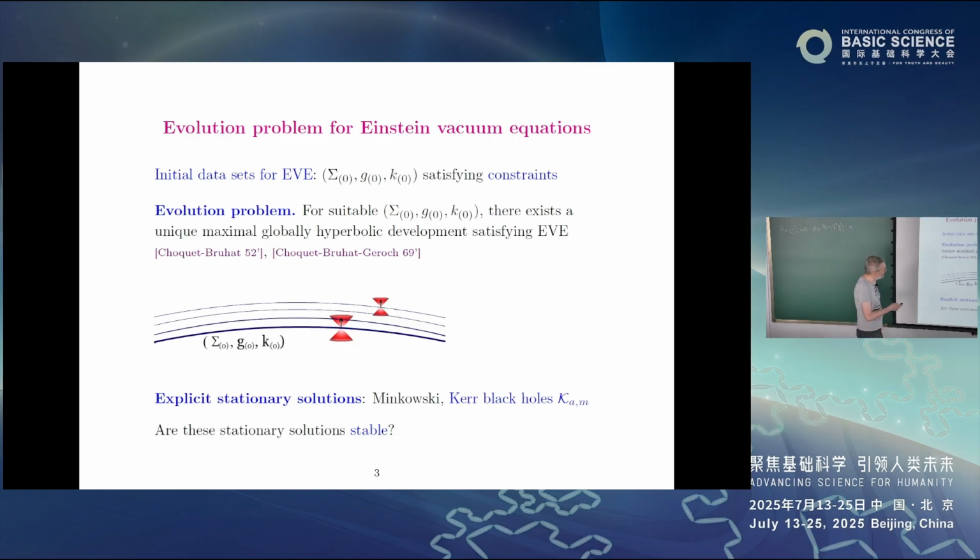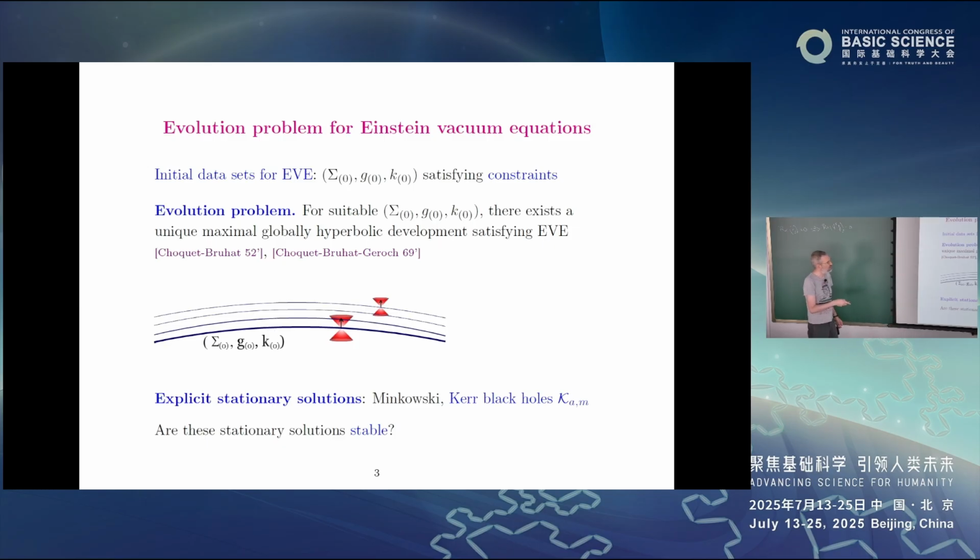Okay, so what we understand since the seminal work of Yvonne Choquet-Bruhat, and later Choquet-Bruhat and Geroch, is how to formulate the evolution problem of the Einstein vacuum equations. What this result tells you is that for any suitable initial data set, and by suitable I mean that it should be sufficiently smooth, let me not tell you how smooth it is, it's not too relevant here, and it should satisfy these constraint equations that I did not write.